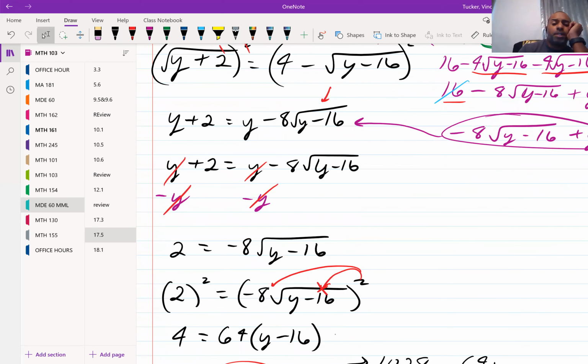So notice what happens here when we square both sides to get rid of this radical. 2 squared gives me 4, but when I square the right side, I have to apply it to this 8 and to this radical here. So make sure you square both. Negative 8 squared is 64. And then the square root of y minus 16, squared, cancels out the square root, and that's just 64 times y minus 16.